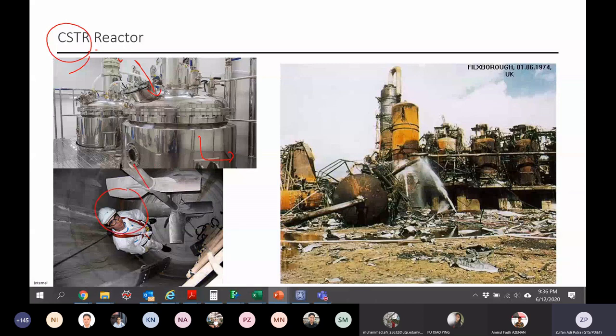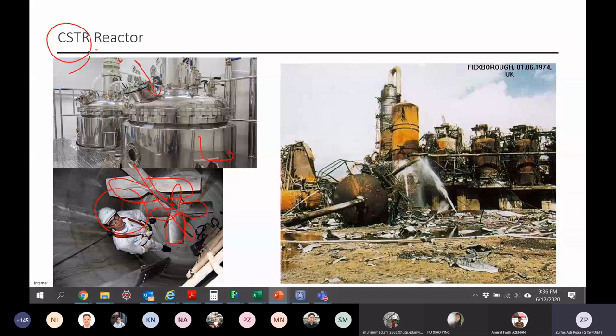Inside of the reactor, we have this blade, and there's another blade. You could ask yourself why this blade looks different from that blade. For this you have to find the answer back in lab 1. When you do this CSTR reactor, if you forget about that, then go back and read it.